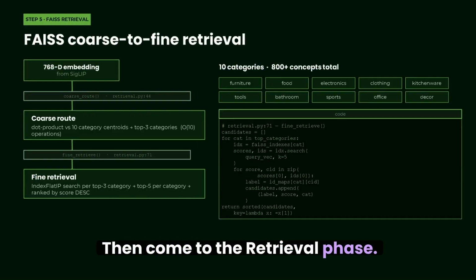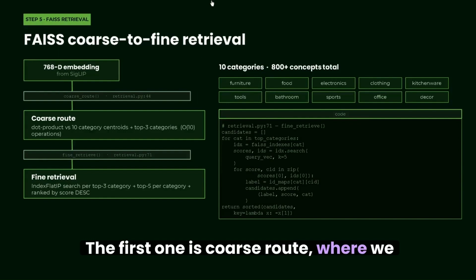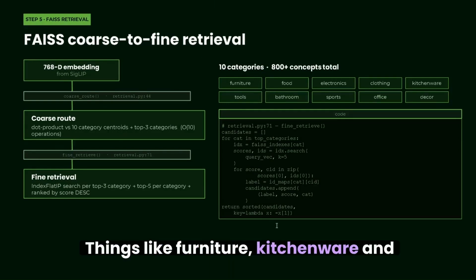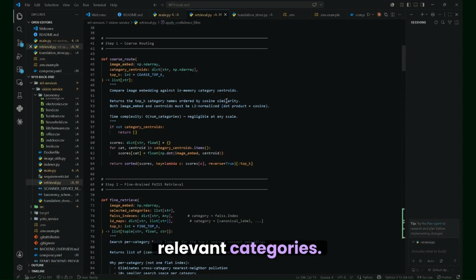Then we come to the retrieval phase. It happens in 2 stages. The first one is coarse routing, where we compare the vector against 10 category centroids, things like furniture, kitchen, and electronics, and that returns the top 3 most relevant categories.